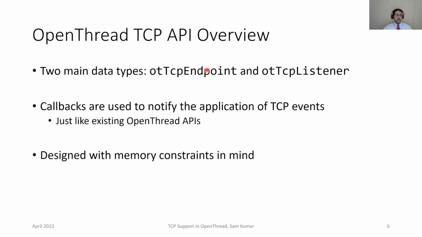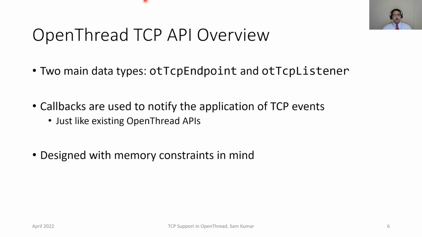Okay, yeah, so there are two main data types. There's OTTCP endpoint and OTTCP listener. The way to understand this is that OTTCP endpoint is representing one endpoint of an established connection. So you can use it to actually send data over TCP or receive data over TCP. Meanwhile, OTTCP listener is used to listen for incoming connections and accept them. And you accept them into endpoints, which you can then use to go ahead and transfer data.